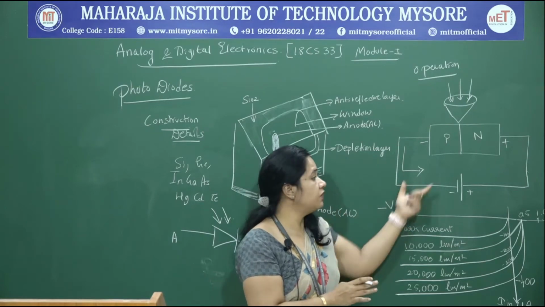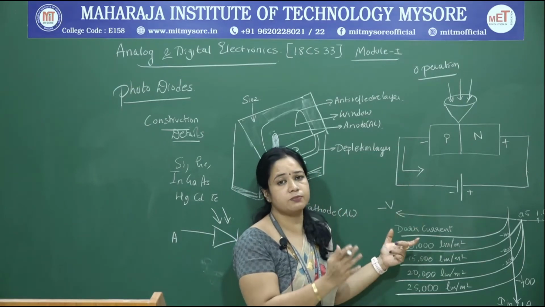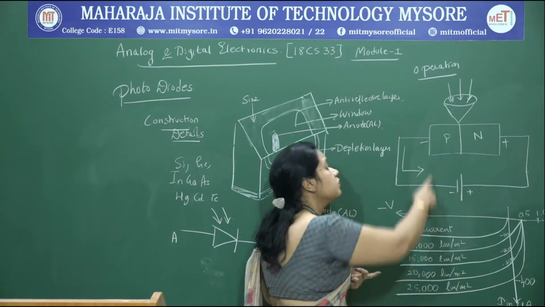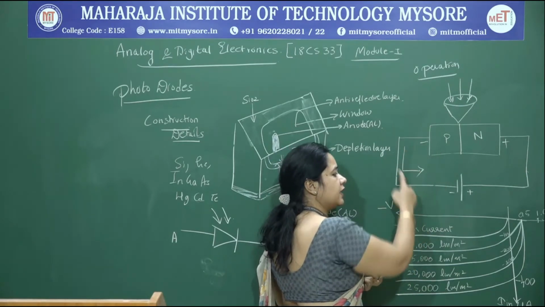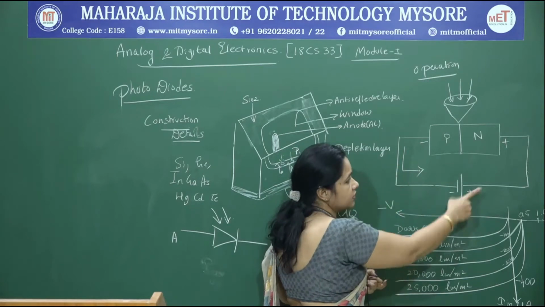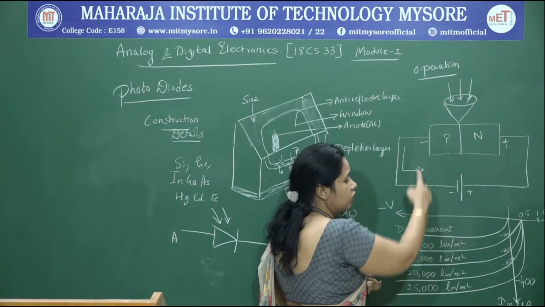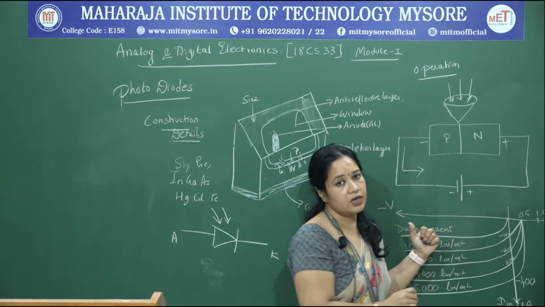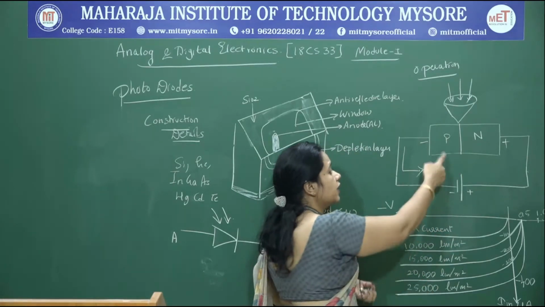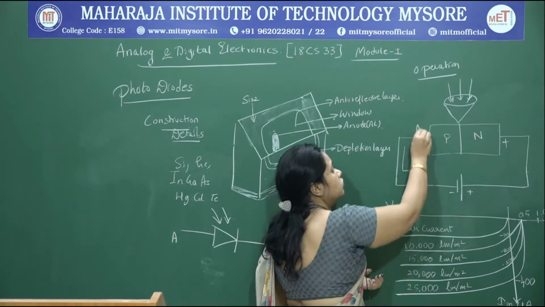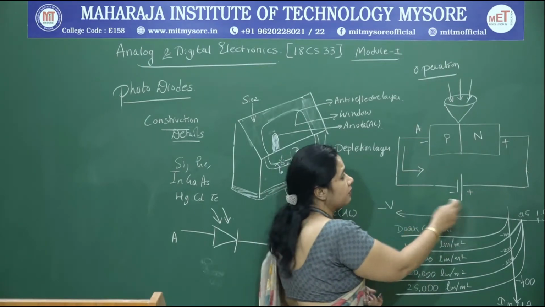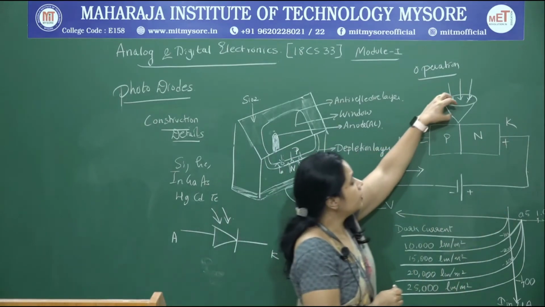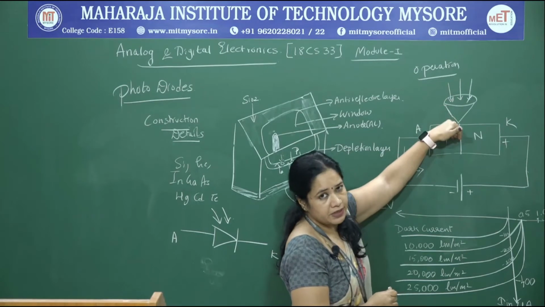Essentially we keep the photodiode in reverse bias. So, when do we say the photodiode is reverse biased? When the anode is connected to the negative terminal and the cathode is connected to the positive terminal, we call it reverse biased. So, we connect the anode to the negative terminal and the cathode to the positive terminal of the battery, and we allow light to fall on the PN junction.